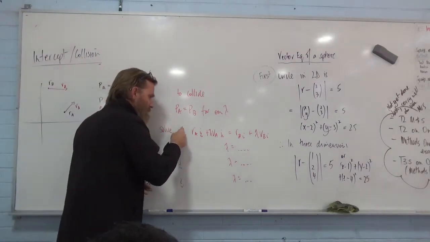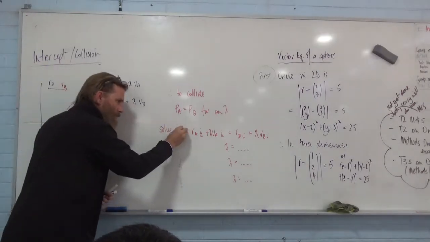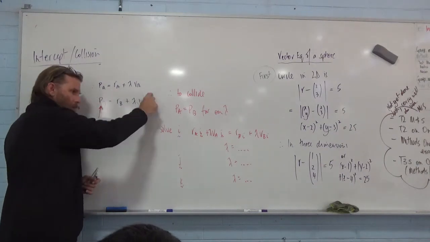How do we do it? Well, we just solve for the I component. Remembering there's three here, we solve for the I component just by picking out the i's of this one and the i's of this one.